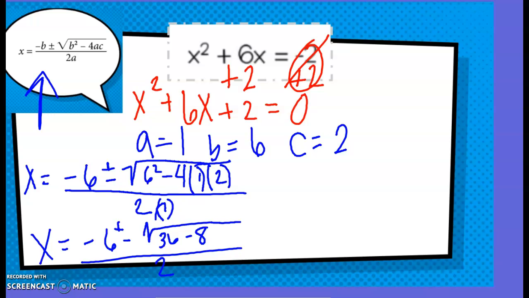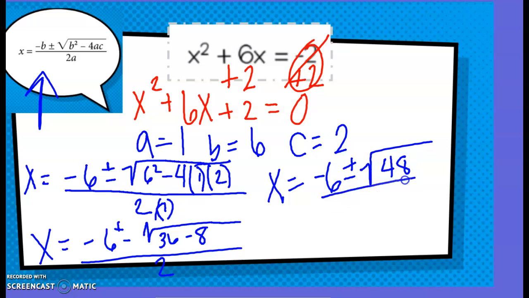So 36 minus 8 is 48. So then I'm going to have x equals negative 6 plus or minus the square root of 48 over 2. So I can't do the square root of 48 because it's not a perfect square.